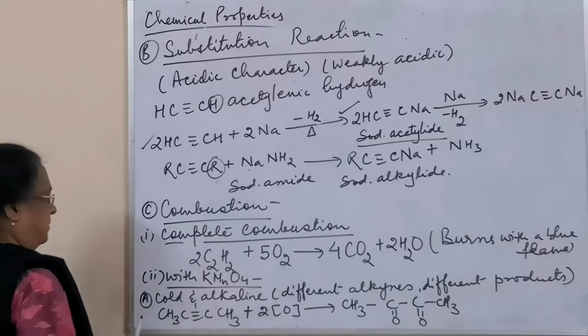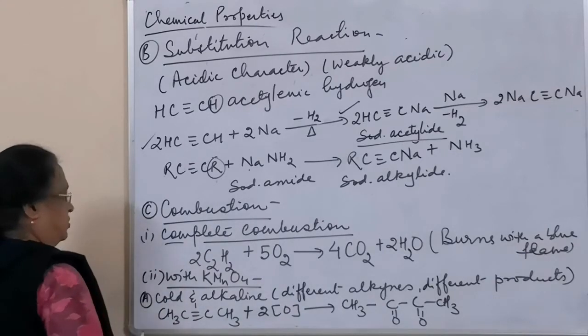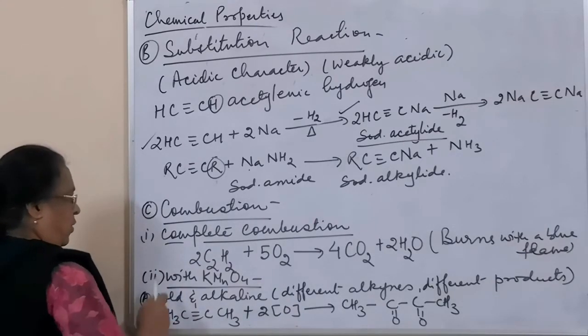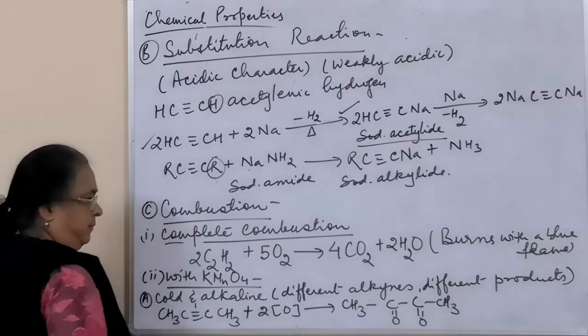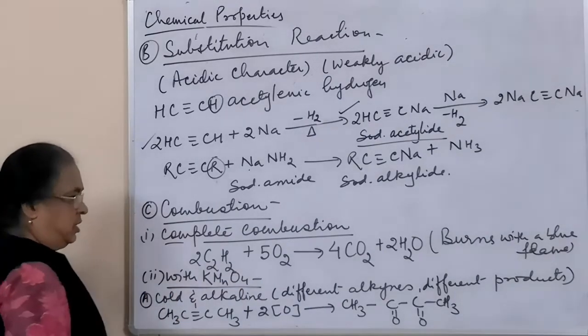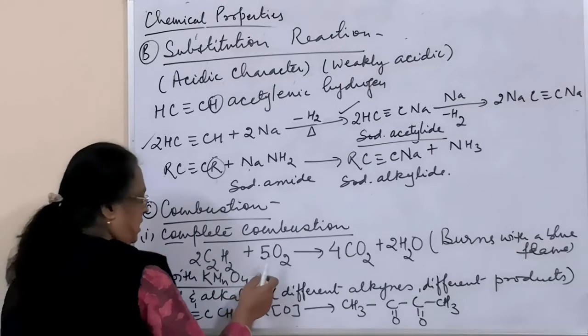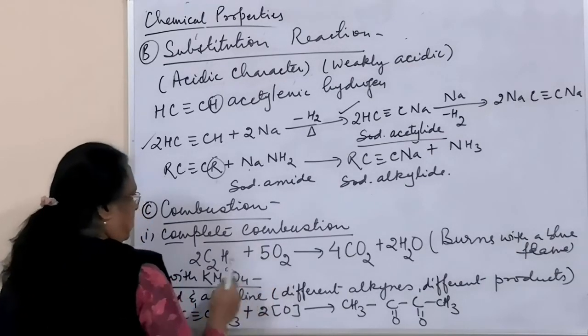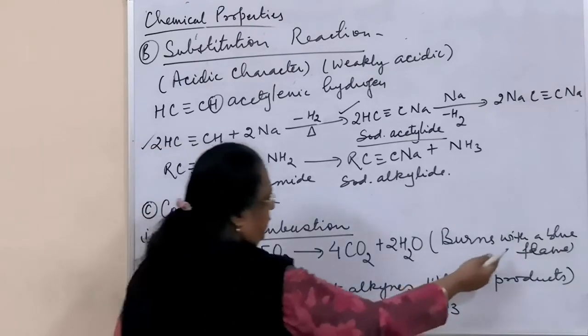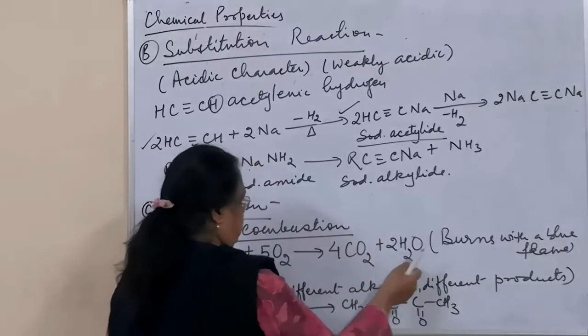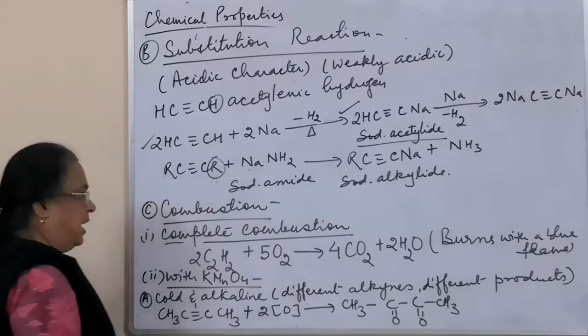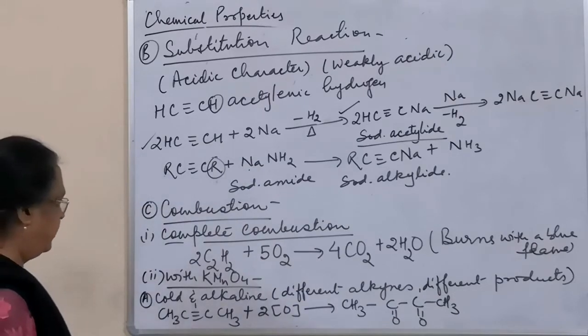Then the next is the combustion reaction. Two sets of combustion reaction you have to study. One is when it is burned in air, and the second is when it is treated with an oxidizing agent. So when it burns with the oxygen of the air, acetylene burns with a blue flame, and the combustion products are carbon dioxide and water vapor.